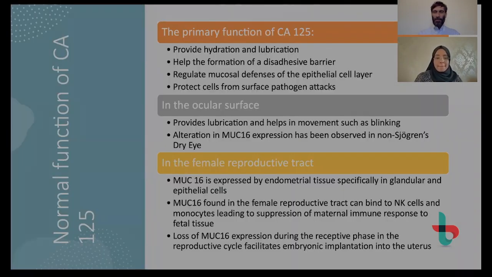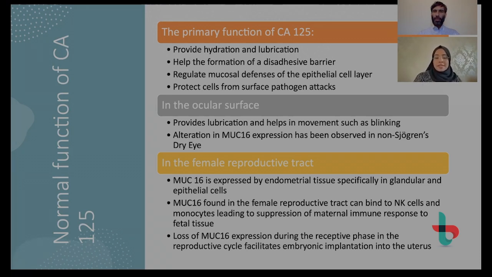Yeah. So what is the primary function of CA125? Of course, a lot of research still needs to be done about this protein and its function in different tissues. But as far as we know at the moment, it plays a key role in hydration and lubrication of tissues. It helps to form a disadhesive barrier in mucosal surfaces. So essentially what that means is that it prevents pathogens from attaching themselves onto the epithelium. So essentially it plays a role in the immune defenses against pathogens.